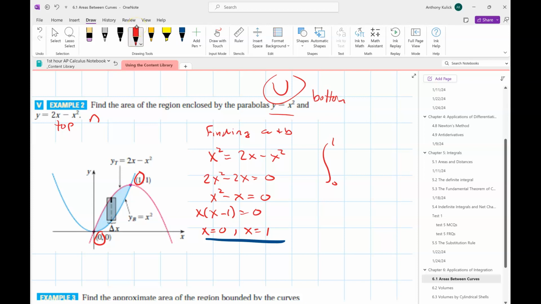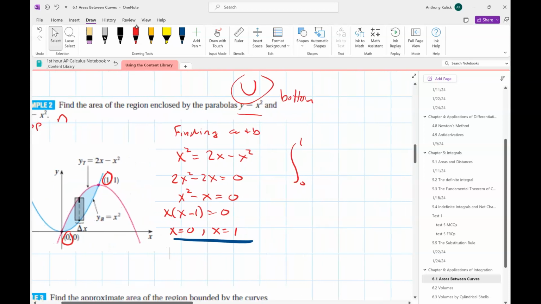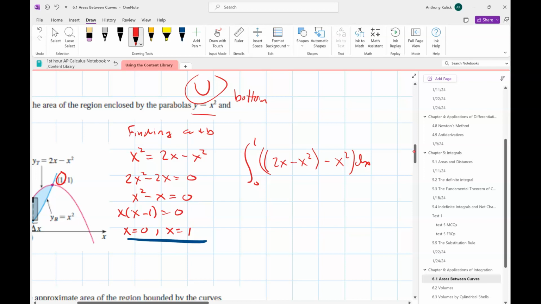And if you have an exponential function, a linear function or something, maybe it's not as clear what's going to be top and bottom. Okay, so we have the integral of 2x minus x squared minus x squared dx. So we'll just do some combining of like terms real quick. And I'm going to pull that 2 out front.